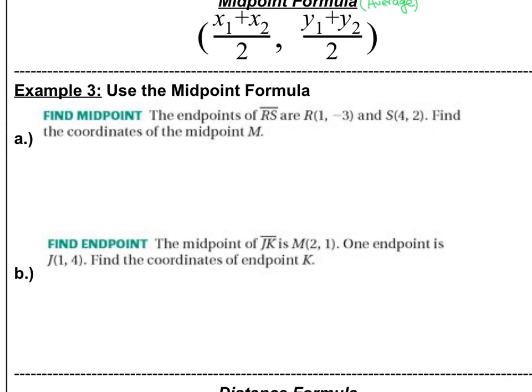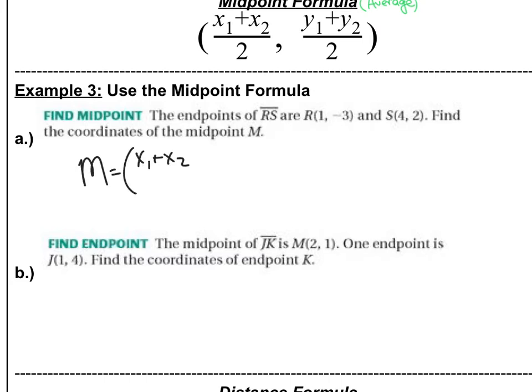So it asks, the endpoints of RS are (1, -3) and (4, 2). Find the coordinates of the midpoint M. All right, so we are trying to find M. M is going to be equal to x1 plus x2 divided by 2 and y1 plus y2 divided by 2. Now you may want to come up here and make sure that you label which one is x, which one is y. So that way you simply just have to plug them in. You could even say that's x1, y1, this is x2, y2. And then we're just going to plug that into the formula.